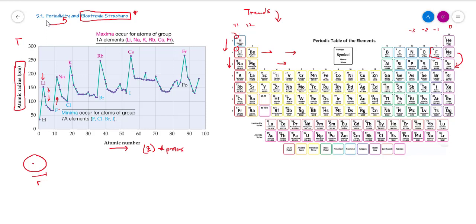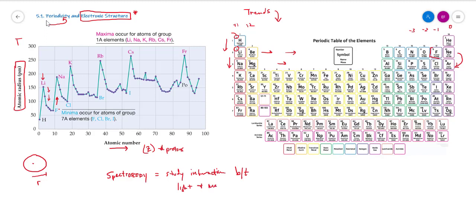So to understand periodicity, we need to understand the electron organization in the atoms. We need to understand the energy of those electrons in the atom, and ultimately we need to understand how we probe this experimentally. Traditionally, the way that we learned about and still learn about electronic structure is through this technique called spectroscopy. Spectroscopy is the study of the interaction between light and matter.